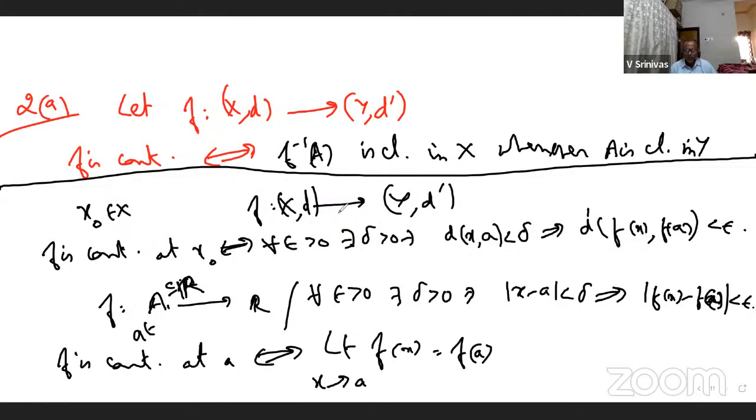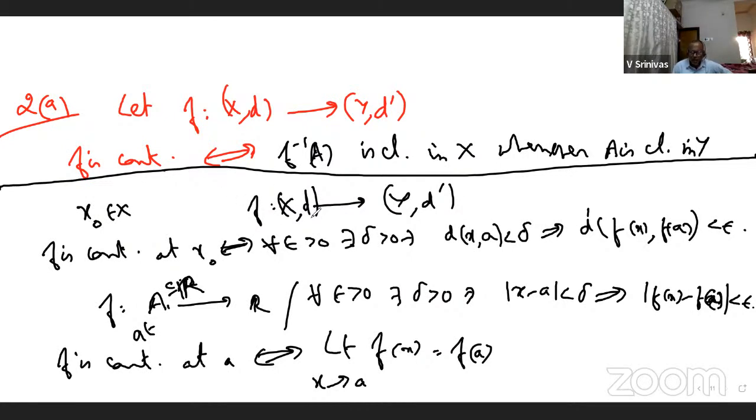So between two metric spaces, you can generalize the concept of continuity of a real valued function of a real variable at a point a of the domain set. You can generalize this to two different metric spaces. This is what you mean by continuity of a function f at a point x0 belonging to capital X. And if f is continuous at each point of the domain set, we say f is continuous on the domain set capital X.